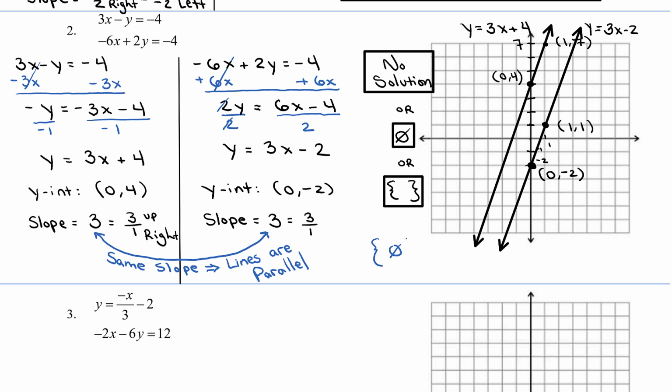Now, one thing you never ever want to do is write the empty set within the empty set. Okay, that's a big no. You don't want to do that. You just want to write out one of those versions of the empty set, and that's enough.